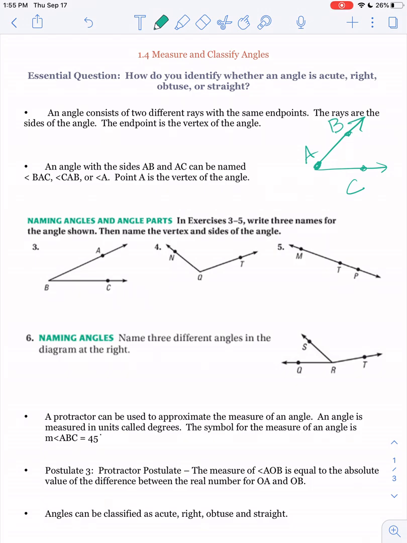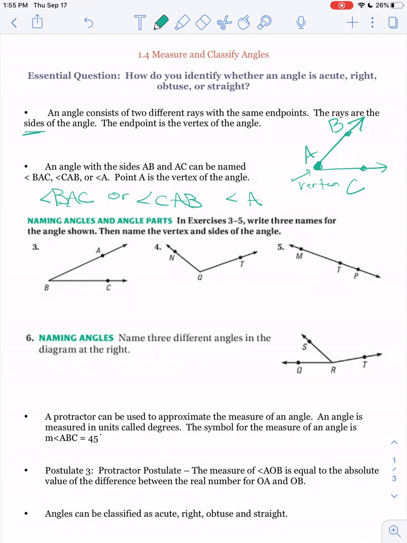The two rays are called the sides, and their common endpoint is called the vertex. And the way you name that angle is by putting the vertex second. So you can call that angle, use your angle symbol, angle BAC, or you can call it angle CAB. It doesn't matter as long as that A is in the middle. If there's no confusion of which angle you're talking about, you can call it plain old angle A to make it easier. All right, let's try a couple examples.